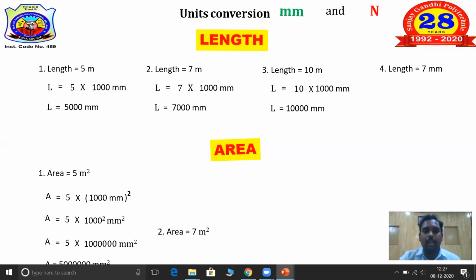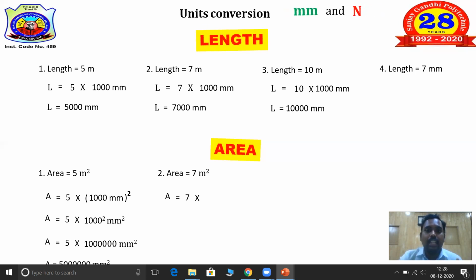Okay, let me take one more example. Area is equal to 7 meters square. It is in meters, so I require it in mm square. So what I'll do is put A equals 7 as it is, a multiplication symbol, and in place of meter, I'll put 1000 mm. Since the meter has a square, I need to put a square for 1000 mm. That is why the whole square.